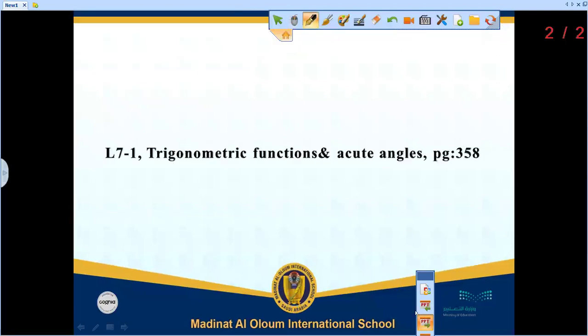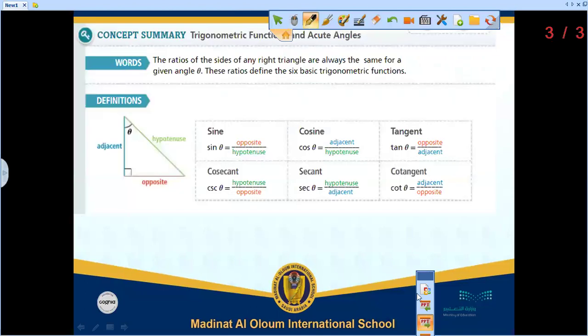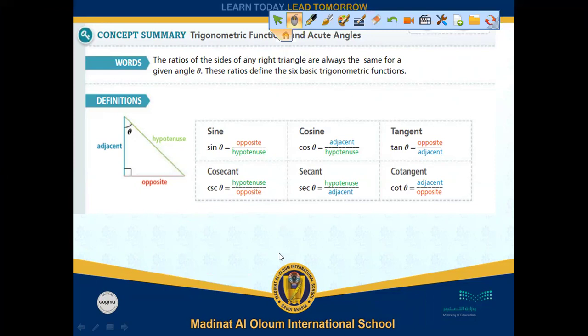First idea about trig, which is sine, cosine, tan. You studied this one, guys, before. And you knew it, by the way, but the new one, it's what? The reciprocal of the function. What's meant by reciprocal of the function?